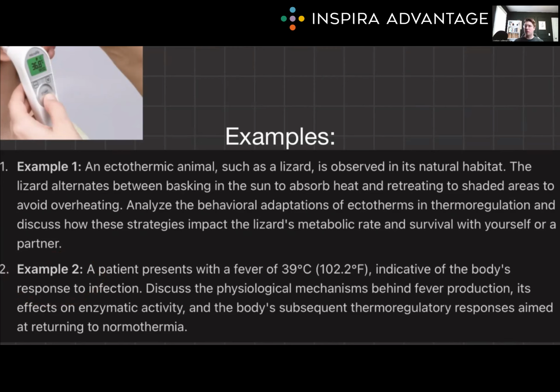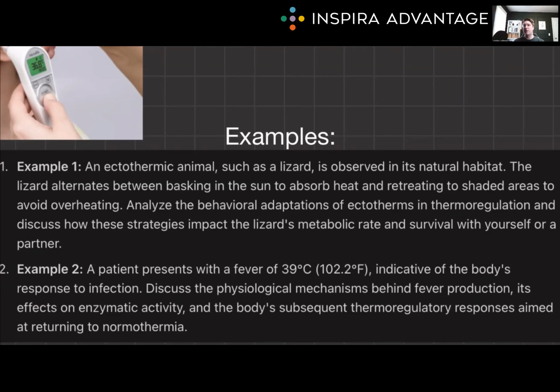Imagine we have a patient with a fever of 39 Celsius or 102 Fahrenheit. This indicates the body's response to infection. Discuss with yourself or someone else the physiological mechanisms behind fever production, its effect on enzyme activity, and the body's subsequent thermoregulatory responses aimed at returning to normothermia. You can take a guess at what that means. Hopefully you've paused and had a few moments to talk about example 2.